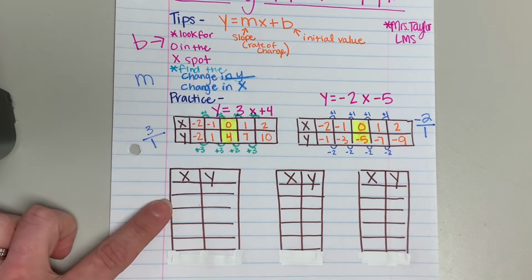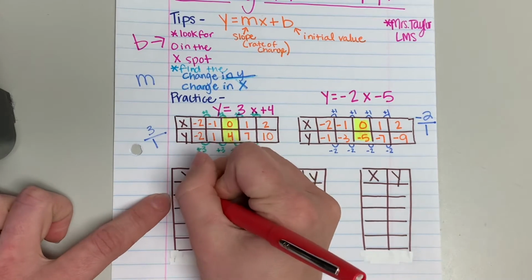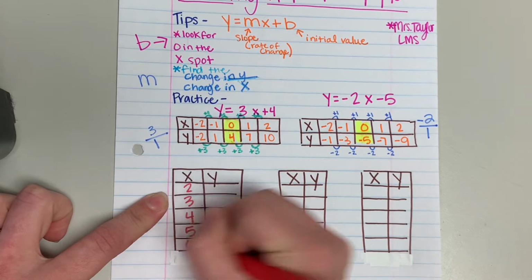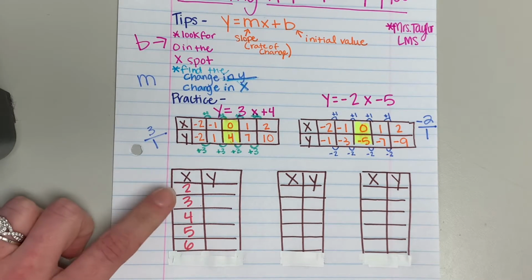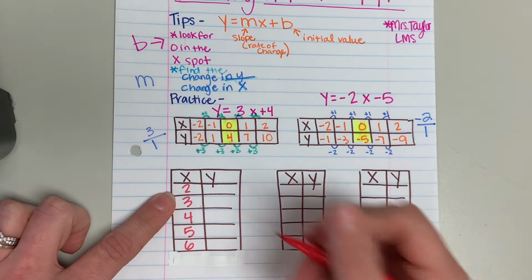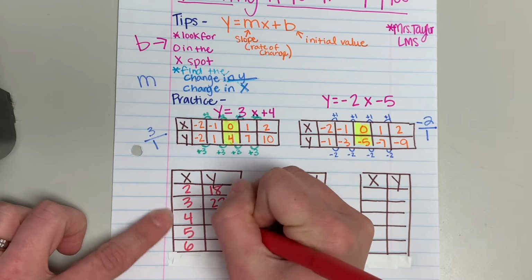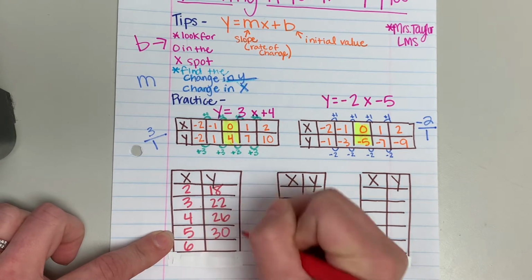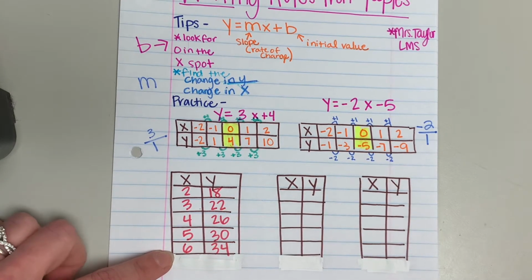I want you to go ahead for your first few numbers. I would like for you to write down 2, 3, 4, 5, and 6. For your y values, let's write down 18, 22, 26, 30, and 34. All right, let's see what's happening here.